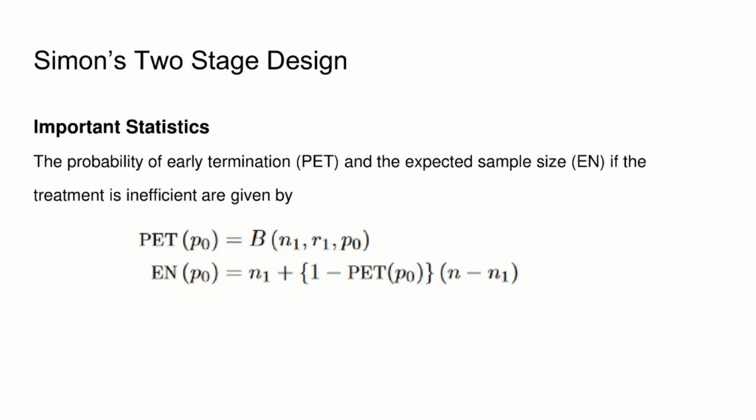Important statistics. The probability of early termination and expected sample size if the treatment is ineffective are given by the following formulas below.